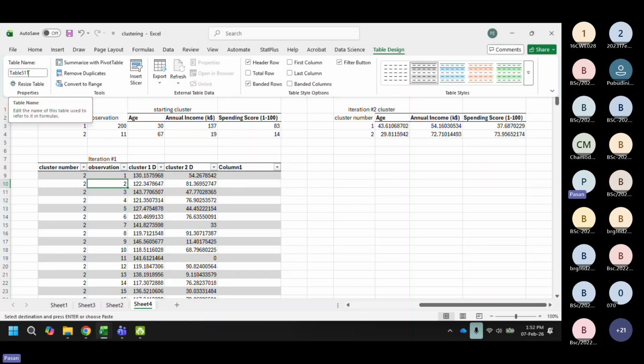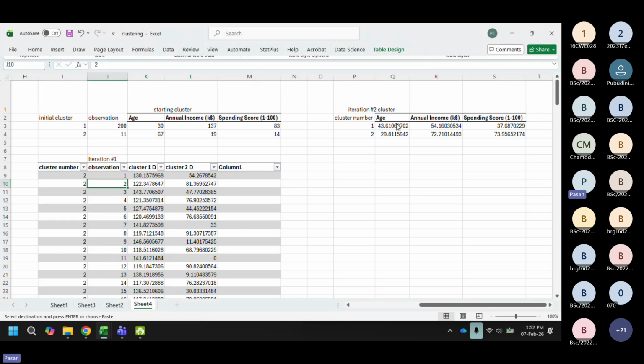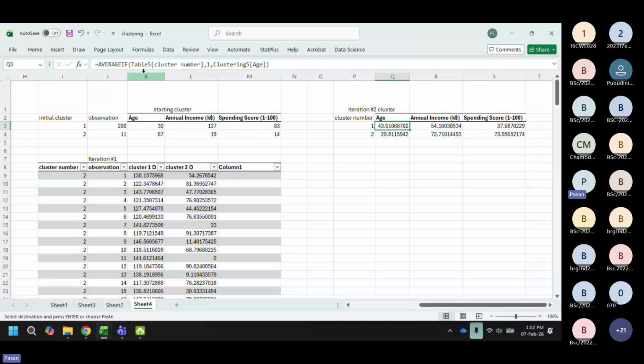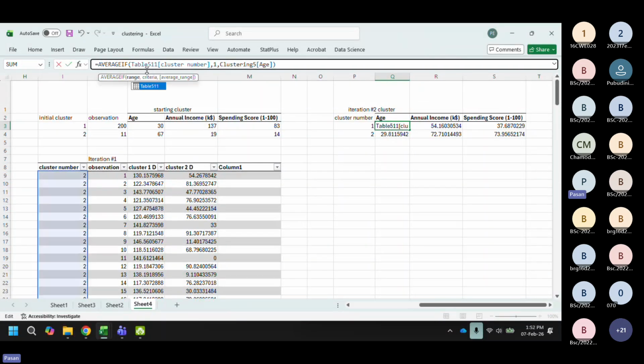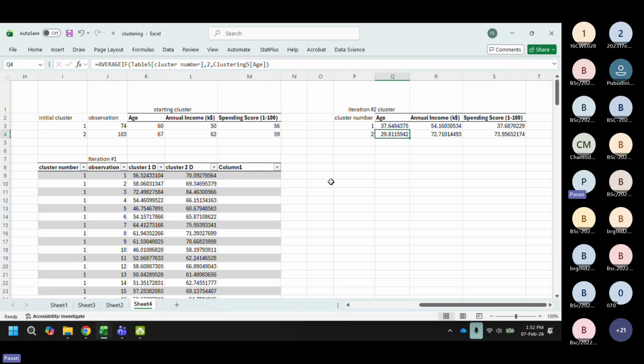I'm labeling this 511, right? So I can label this set of observations as a new table. I'm putting them as table 511 here, and this is my initial data set, right? That is 510. So I had to do those modifications.